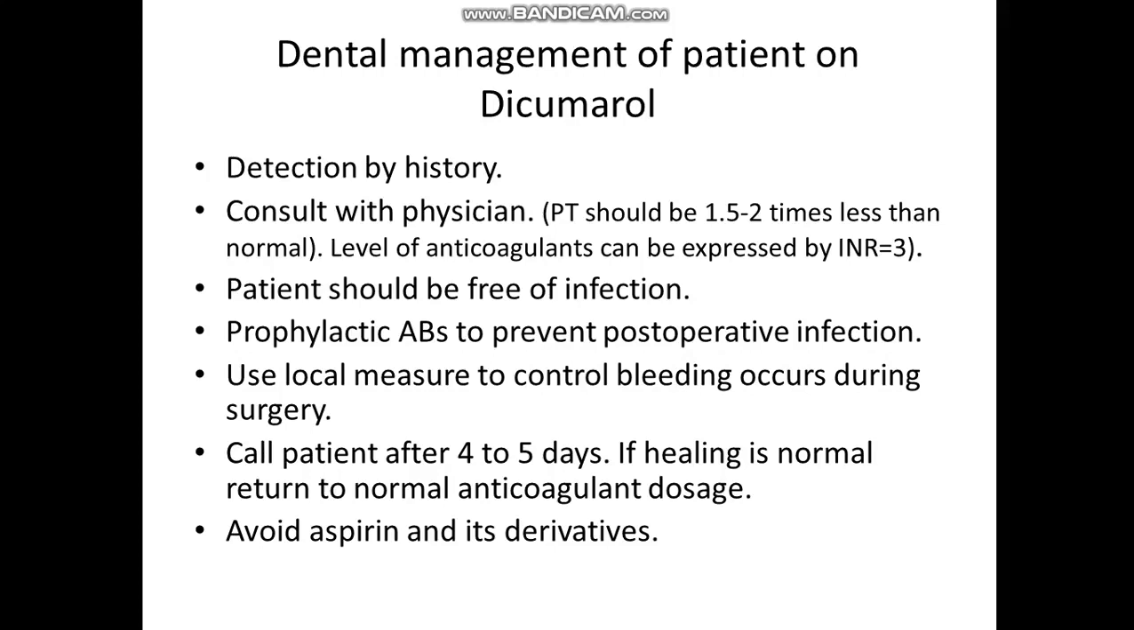Level of anticoagulants also can be expressed by international normalized ratio. The international normalized ratio should be 3 or less than 3 in order to perform surgical operation. Actually, international normalized ratio measures the extrinsic and the common pathway, just like prothrombin time. Also, by definition, international normalized ratio compares the prothrombin time of the patient to the prothrombin time of the normal or control person.